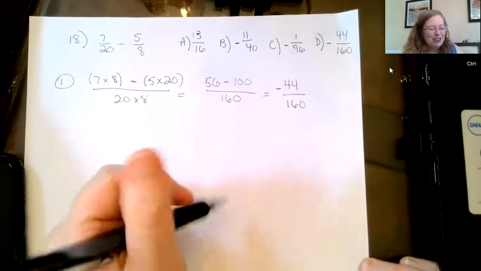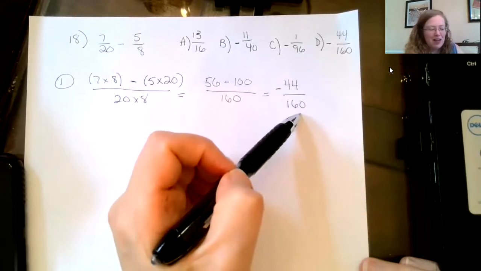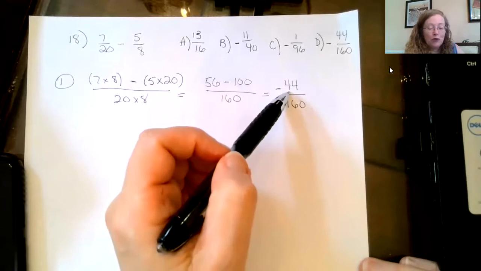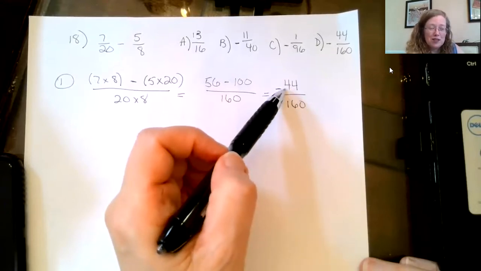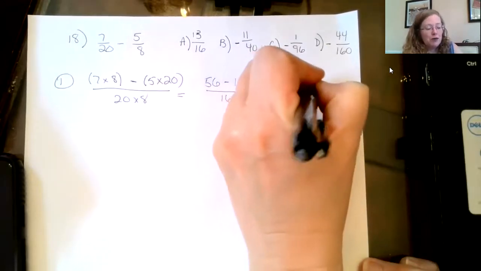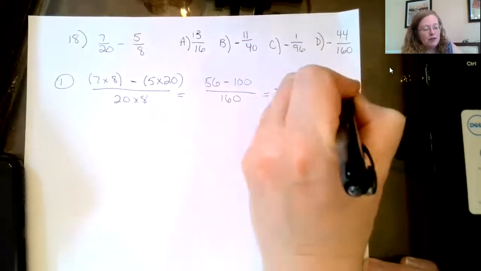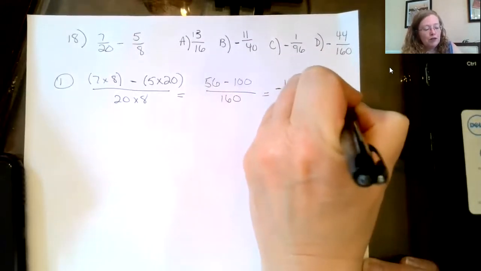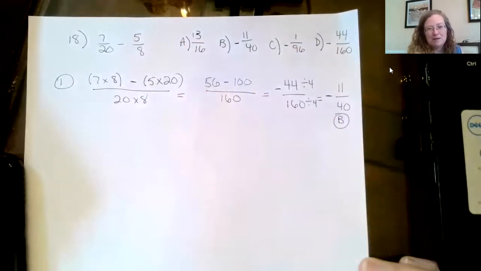But if I look at that, I see these are both even numbers. And in fact, I can tell 44, the numbers repeated twice, that must be 4 times 11. And 160, I can tell that that's going to be divisible by 4 as well. So if I divide them both by 4, I'll end up with negative 11 over 40. Letter B will be the correct answer.